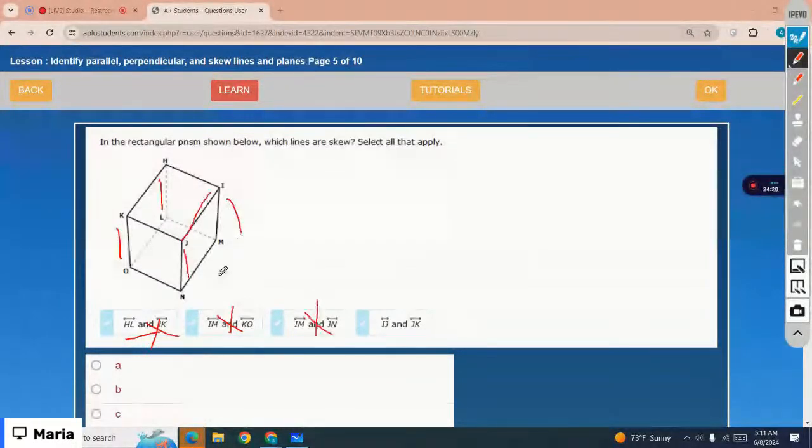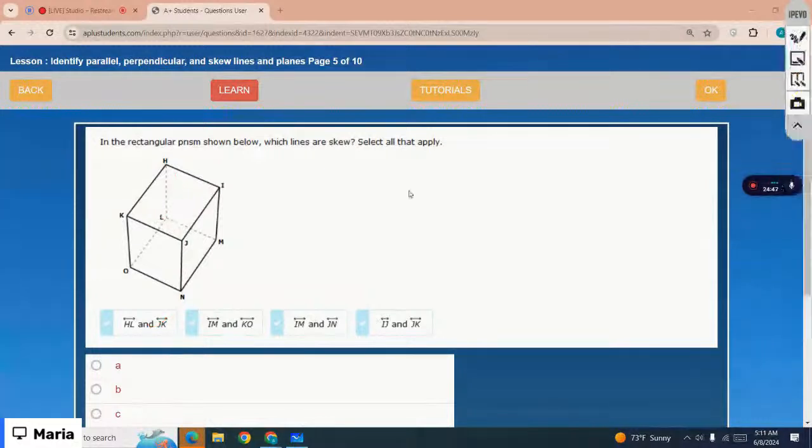IJ and JK are intersecting lines. Let me just check again. HL and JK. Option number A is the correct option. They are the skew lines. They are neither intersecting nor parallel. So option number A is the correct option. Got it?